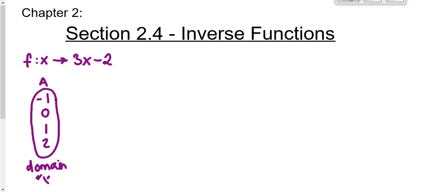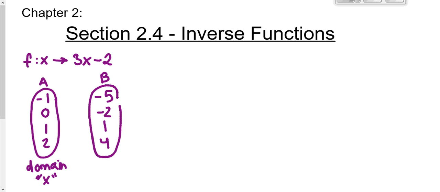It's our x values. And the reason why we say f that maps x is they map onto y values. So if we plugged in -1, we'd get -5, 0 would give us -2, 1 would give us 1, and 2 would give us 4. So this set B would be our range, and our range is always the y values.